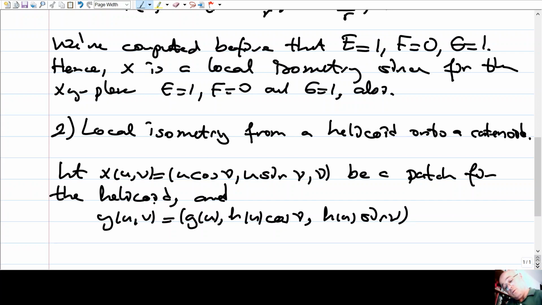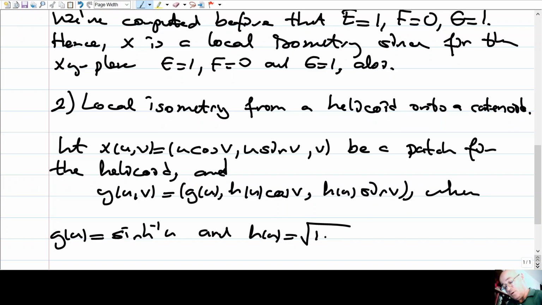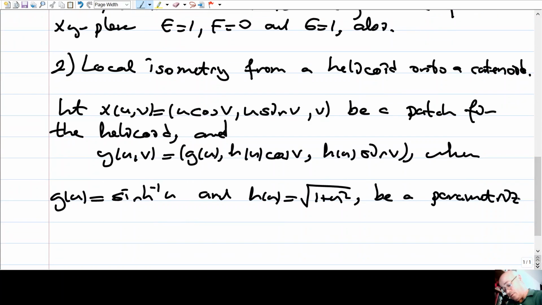Well, okay, I use v, so this is v, where g(u) is this function, it is just 1 plus u squared, and h(u) is this function, inverse sine hyperbolic u, and this is the parameterization for the catenoid.